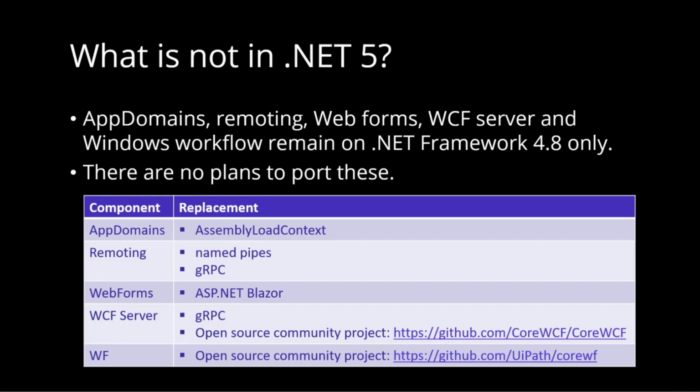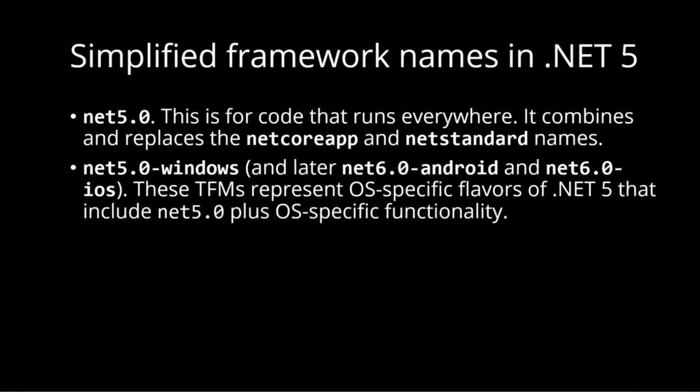Now, as we move forward, though, we're going to simplify the framework names as we bring these things together. No longer are we going to have .NET Core App and these various .NET Standard names out there as well. We're going to have just .NET 5.0 as the framework name. And .NET 5.0 runs everywhere. It combines and replaces the .NET Core App and .NET Standard names. Now, there's a little bit more behind that bullet that we should talk about.